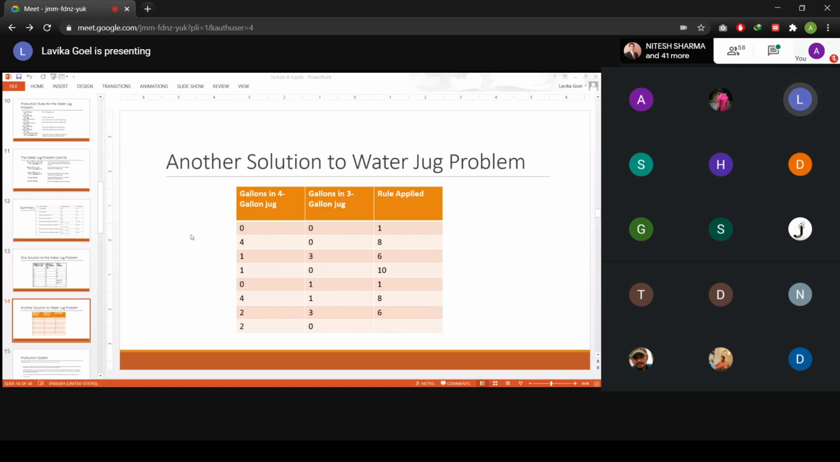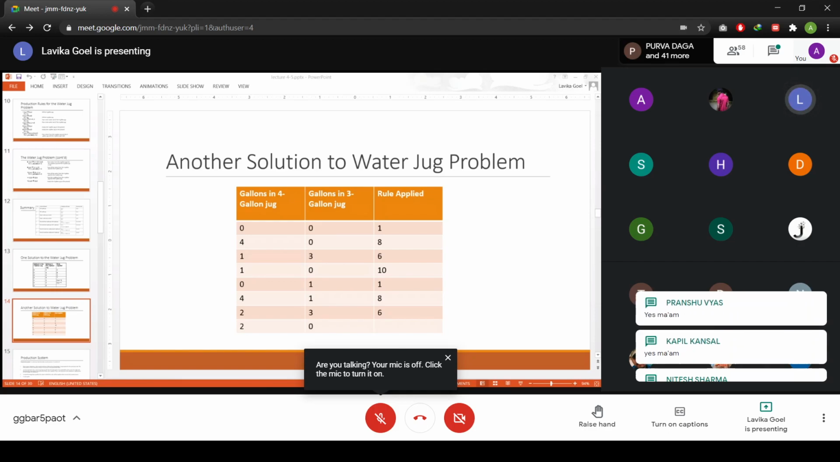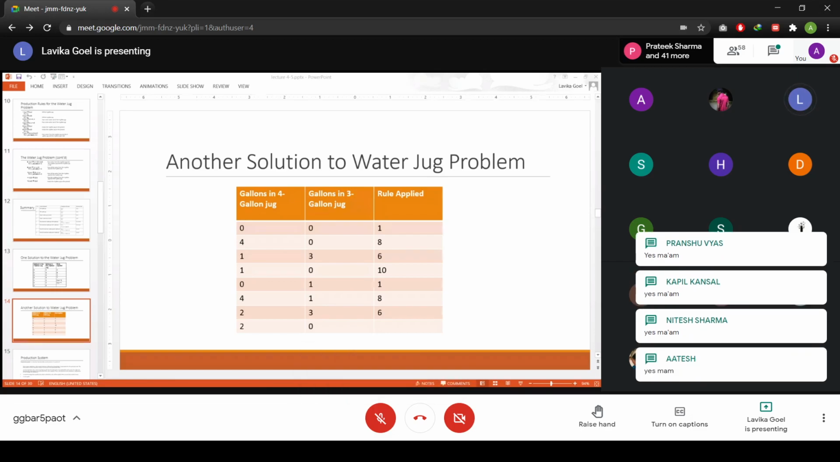So this is how you can develop the solutions to the water jug problem. These are two different solutions to the same problem. Are you able to understand the solution, students? Yes or no? Are you able to get it? Okay, fine.